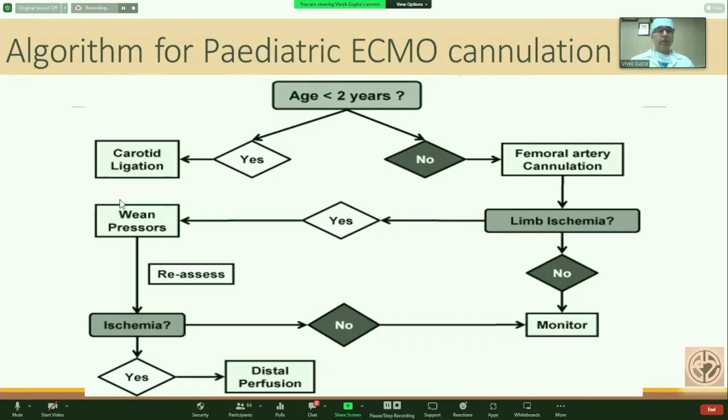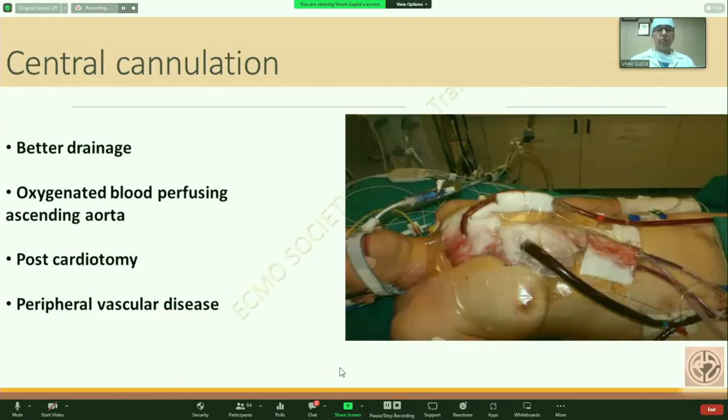If there is limb ischemia, then we can see if the patient is ready for weaning. If ischemia is still persisting, we try for distal perfusion. But if there is no limb ischemia, we can continue the monitoring and continue with the ECMO itself.